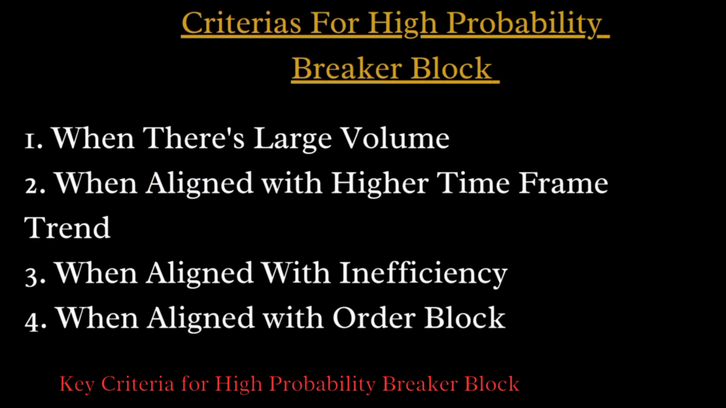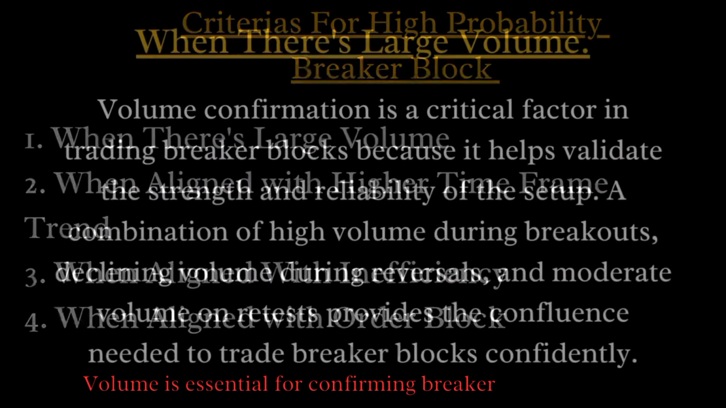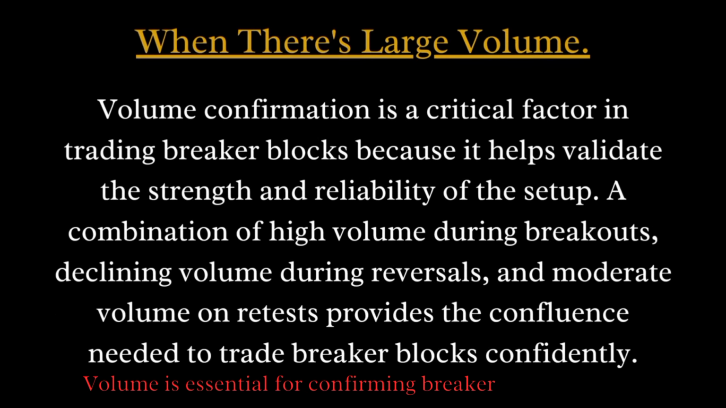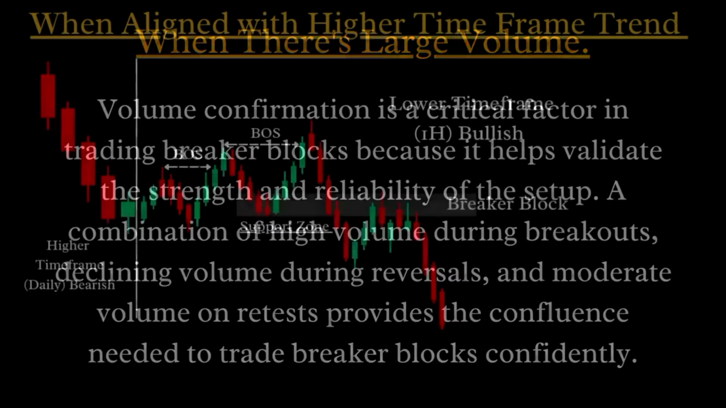Key criteria for high-probability breaker block setups. First, large volume. Volume is essential for confirming breaker blocks. High volume during the breakout, lower volume during the reversal, and moderate volume during the retest form a strong setup. This indicates smart money involvement, making the breaker block more dependable.